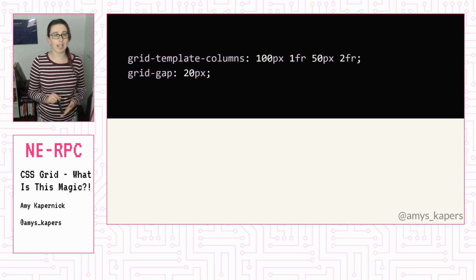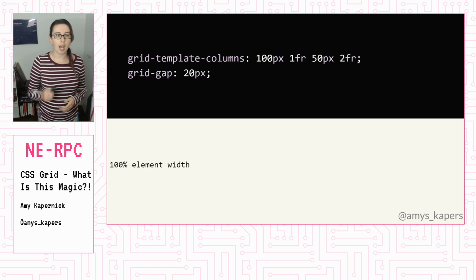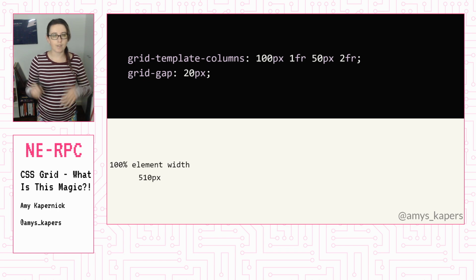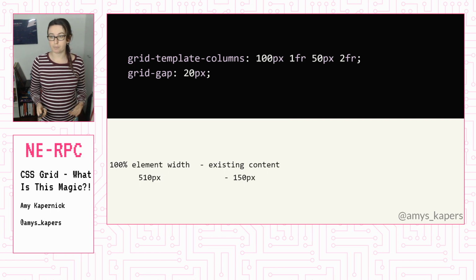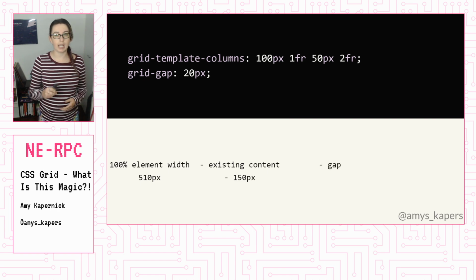I also want to have a gap of 20 pixels between each of these columns, and we'll touch more on the gap property later. What the FR unit would do is it will take 100% of the element width. In this case, it's 510 pixels. It then takes away any existing content, so any predefined column widths. We have 100 pixels and 50 pixels, so it would take away 150 pixels. It then takes into account any gap that we have between columns.